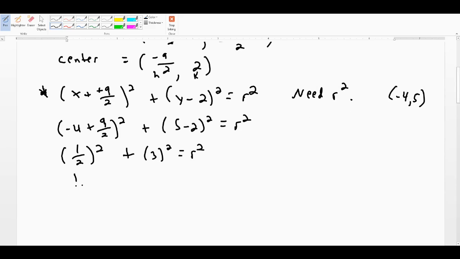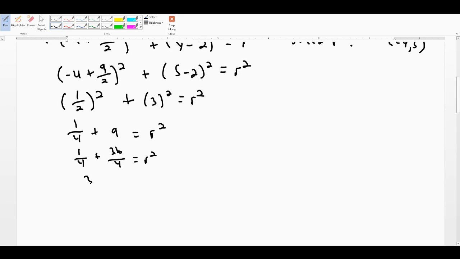Then 1/2 squared is 1/4. And 3 squared is 9. I don't need that squared, because I did square it, so it's gone. So 9 over 1 is the same as 36 over 4. And when we add those 2 fractions together, we get 37 over 4, which is our r squared.